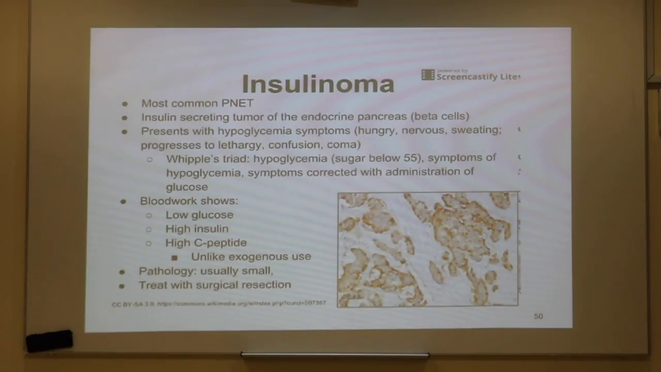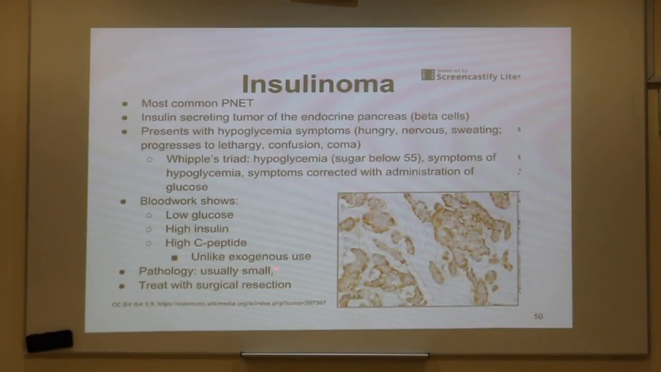For example, people use these secretagogues, which induce insulin secretion endogenously, or they inject themselves with insulin. So if there is an exogenous insulin, you need to differentiate: is it the exogenous insulin coming in, or is it an endogenous tumor of the beta cell, which is basically causing this problem.